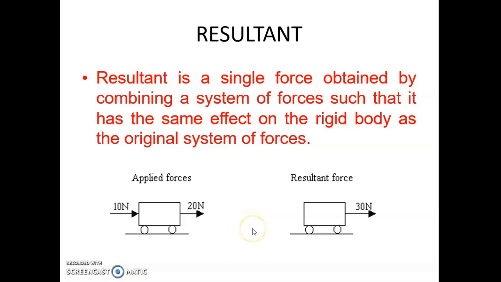So let us now see how to find resultant when there are two forces acting, three forces acting on a body, or more number of forces or n number of forces acting on the body. Let us first start by finding resultant when there are only two forces acting on the body.